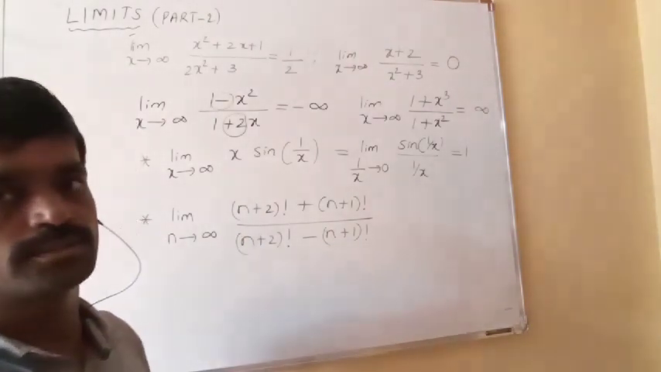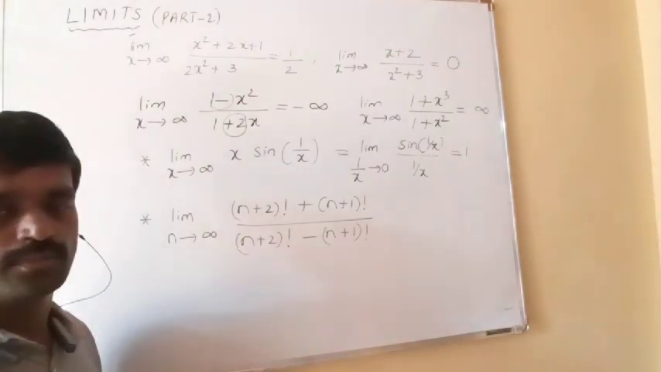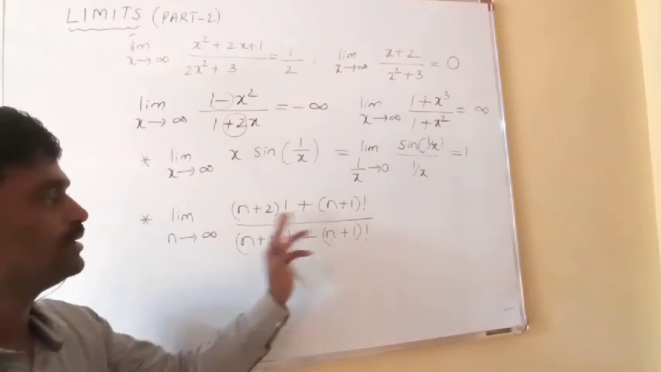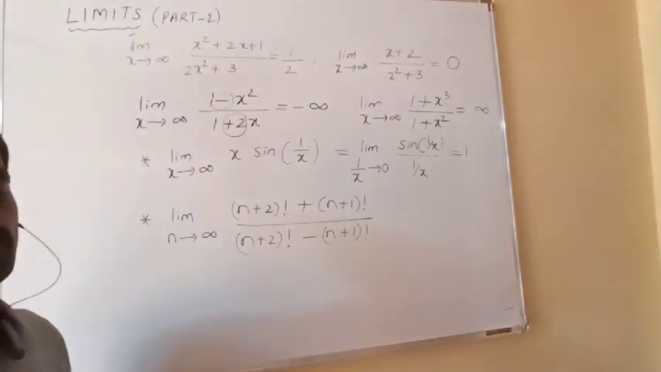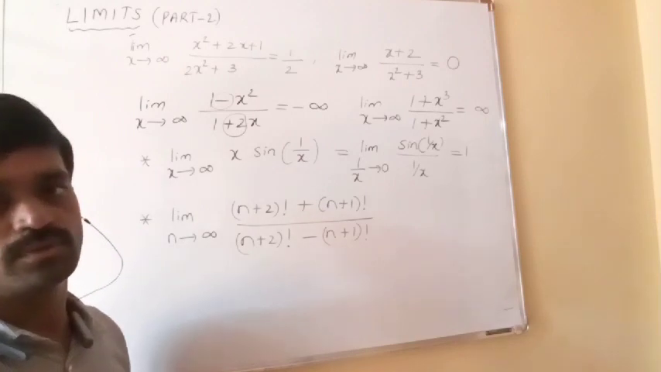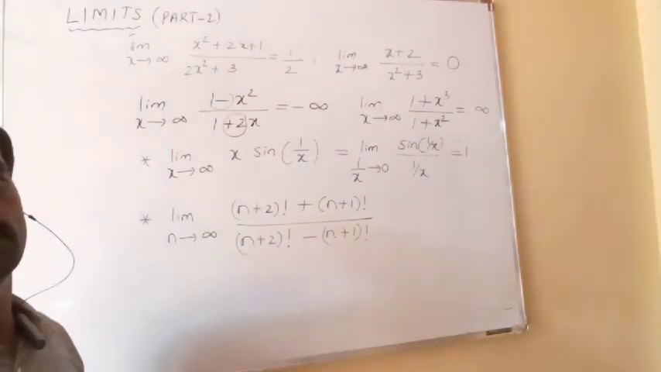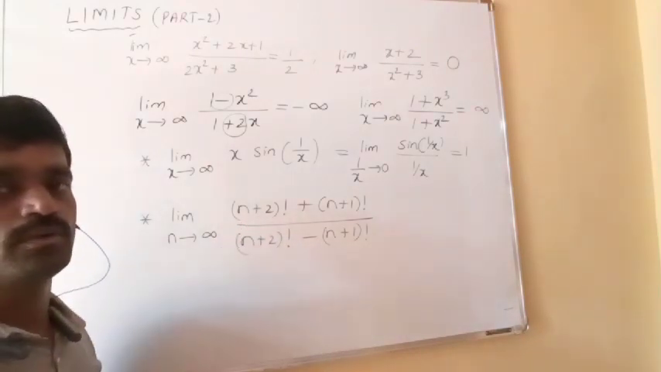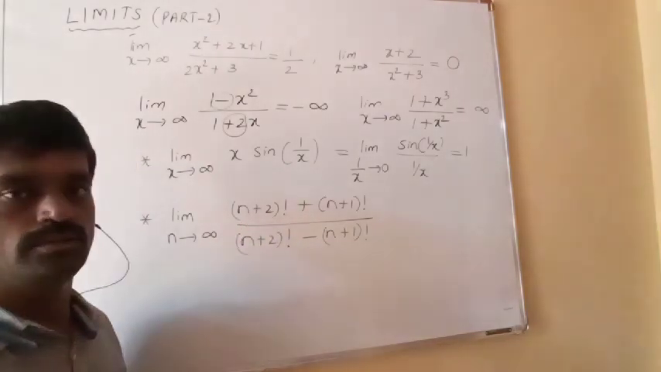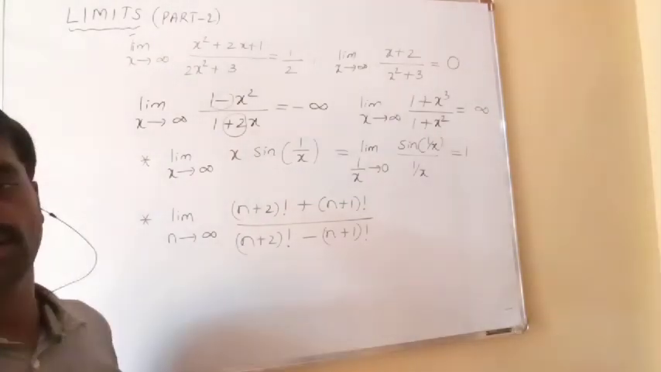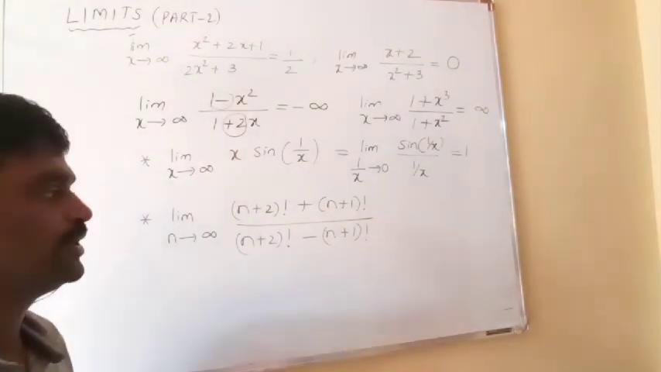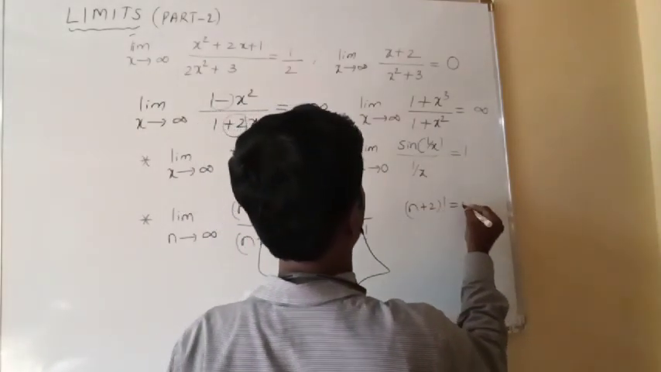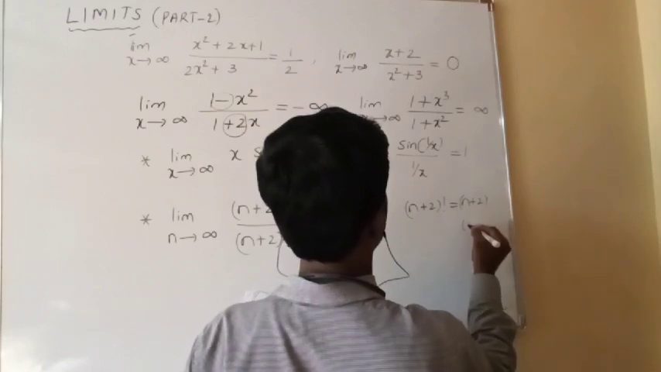Then how to evaluate? When factorial terms are given, just identify the least factorial. Among (n plus 2)! and (n plus 1)!, which is the least factorial? (n plus 1)!. So you take (n plus 1)! common. And how to write (n plus 2)! in terms of (n plus 1)!? (n plus 2)! is equal to n plus 2 into (n plus 1)!.